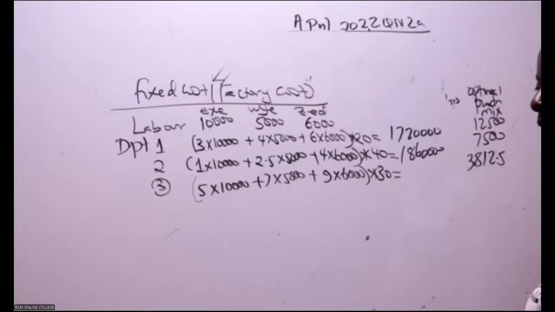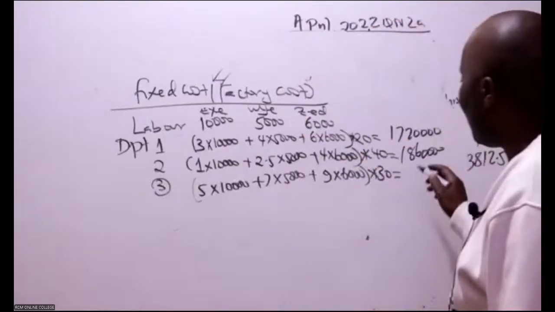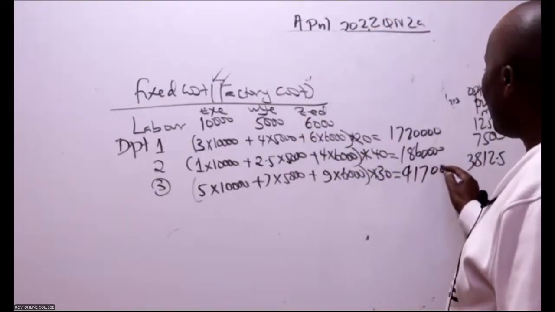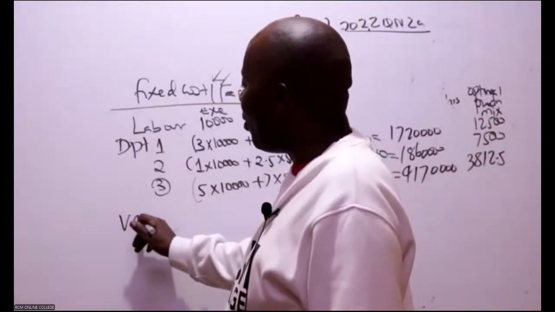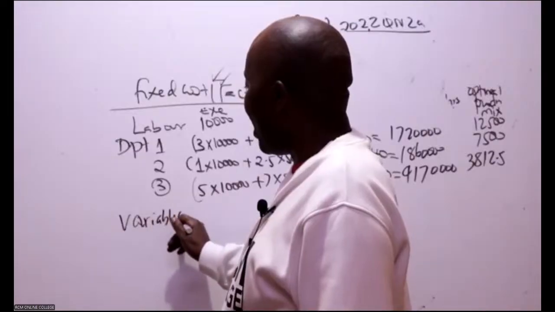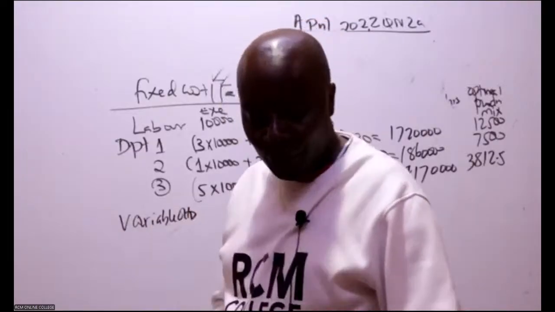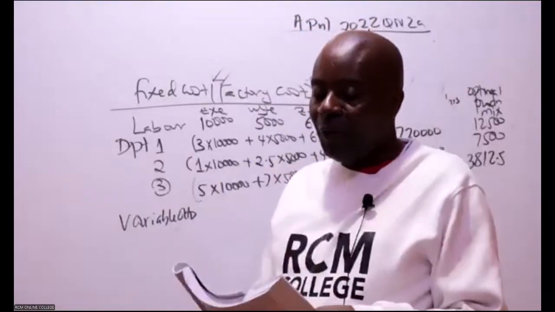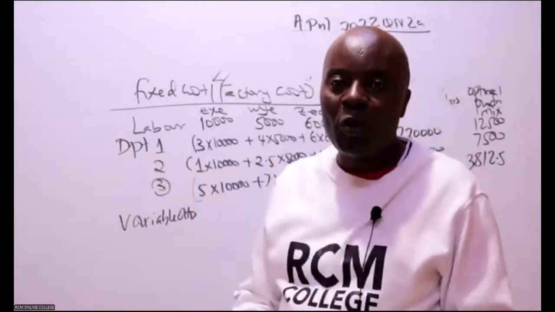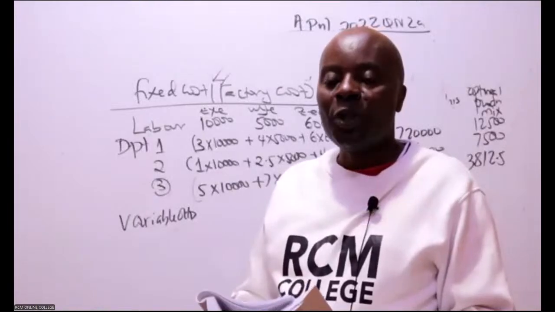So department 3, there is a ninja giving me 4170. Don't give me the total. Come here. Remember, you still have variable overheads. So variable overheads shall also be lumped under factory costs, under fixed costs, because that is the concept of throughput analysis.